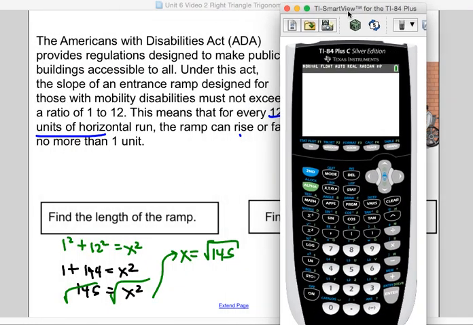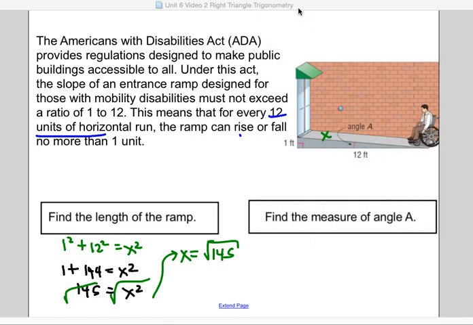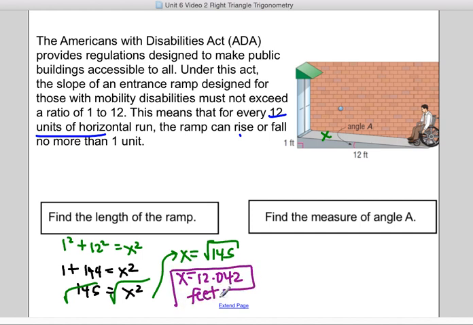So on our calculator, we would do second square root, which is above your x squared, 145. So it's 12.04, and the 5 tells me to round the 4 up to a 5, so 12.042 feet. So the length of the ramp is 12.042 feet. That's using the Pythagorean theorem, which we talked about in our last video.